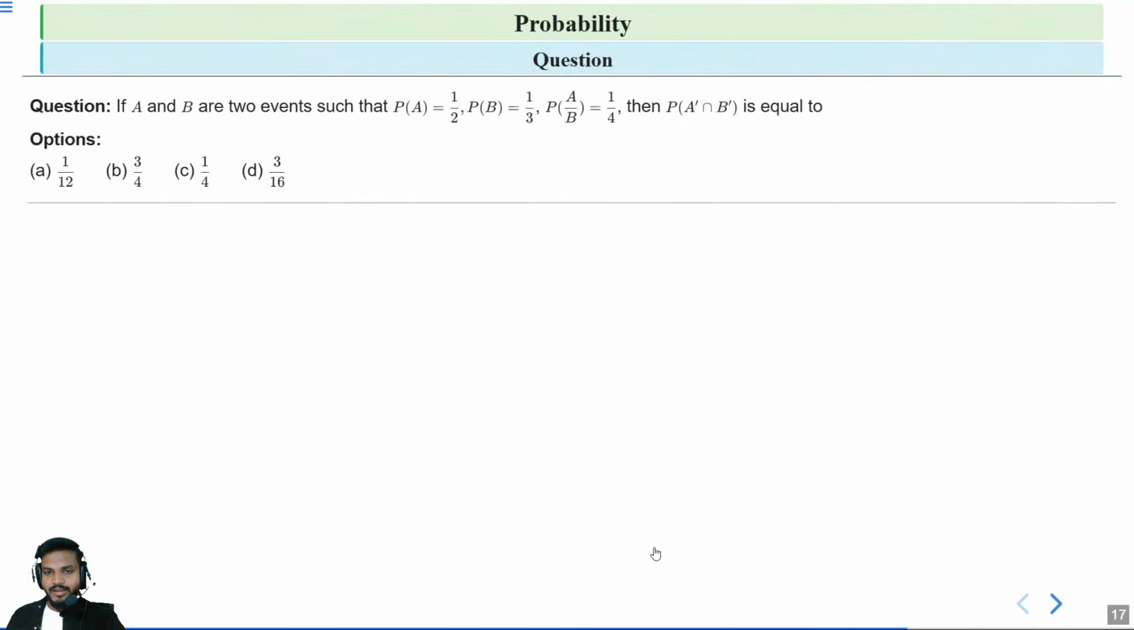Next question. If A and B are two events such that probability of A is 1/2, probability of B is 1/3, and the probability of A given B is 1/4, then what is the probability of A complement intersection B complement? Options: A is 1/12, option B is 3/4, option C is 1/4, option D is 3/16. So try this question.